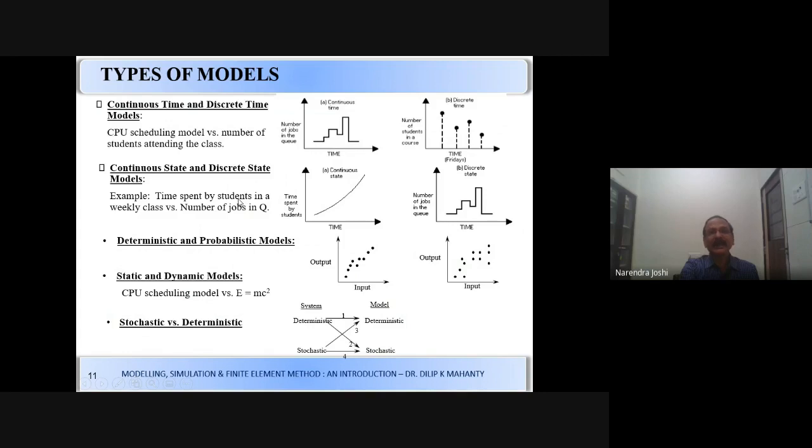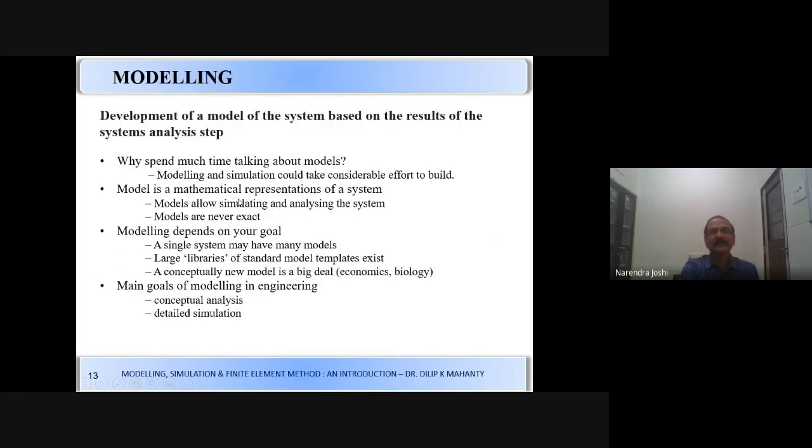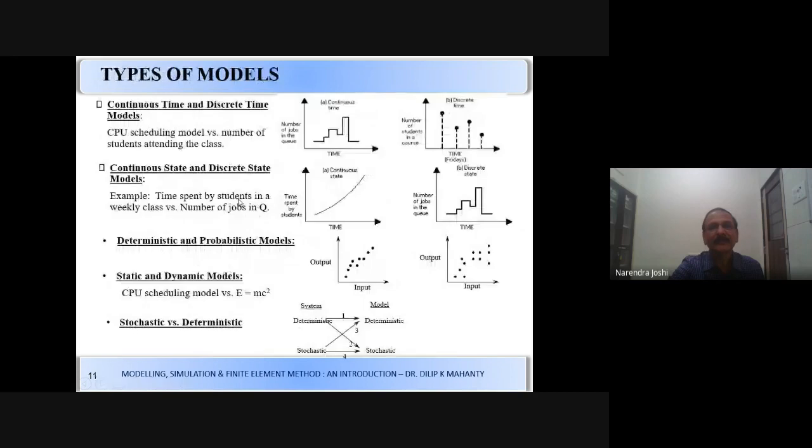Next are continuous state and discrete state models. There is a state like the time spent by students in a weekly class, or the number of jobs in a queue, for example in the manufacturing industry. Then deterministic and probabilistic. Deterministic means you get a confirmed output from the system. Probabilistic may happen because we do not understand the system properly or have not been able to model it properly. Then static and dynamic models, and stochastic and deterministic models.